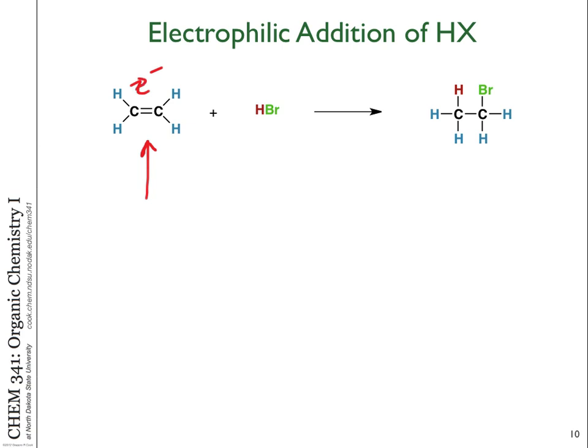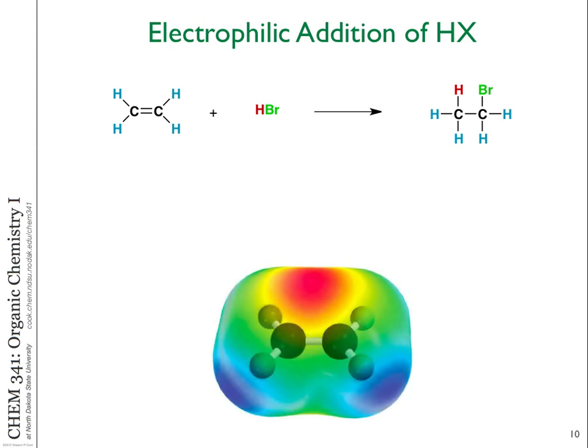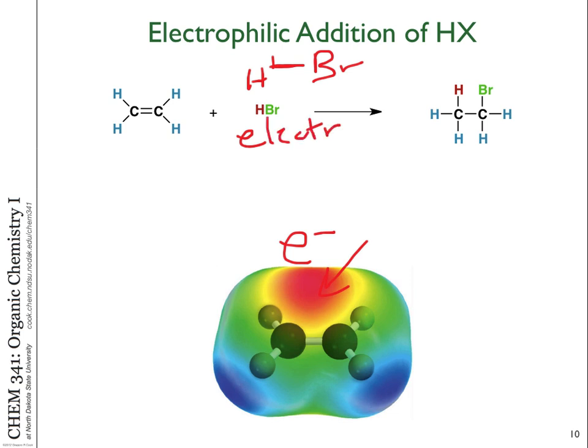As a matter of fact, let me just see if I have a picture of that. I think I have a picture of that next. Yes. So here's the electrostatic potential map for an alkene, and you can see the electron density is located in the pi bond. In this reaction, the reaction first occurs by reaction with a proton. So we have HBr. This is an electrophile. The HBr is an electrophile.